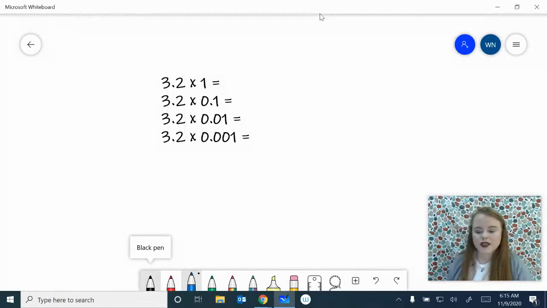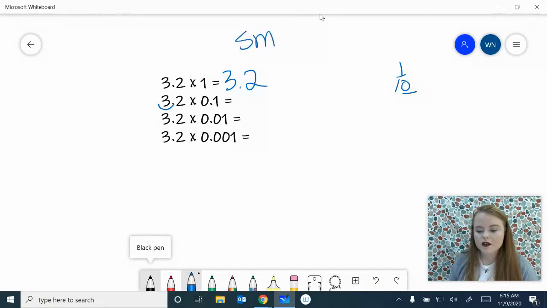The next one, 3 and 2/10. Again, we're starting out pretty easy. 3 and 2/10 times 1 we know is just 3 and 2/10. Now 3 and 2/10 times 1/10. Remember, 1/10 has 1 zero. So we're just going to move it 1 decimal place to the left. Because remember, smaller goes to the left. So if we move it 1 decimal place to the left, we're going to get 32 hundredths.